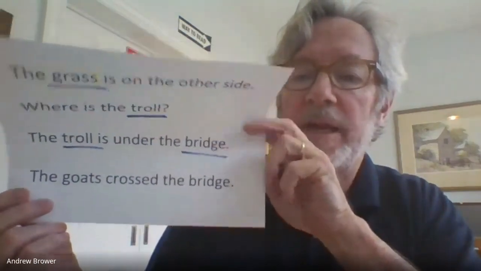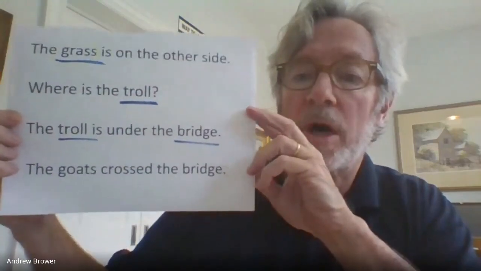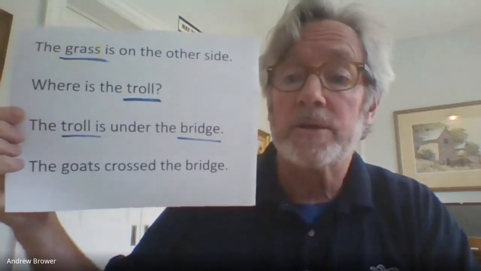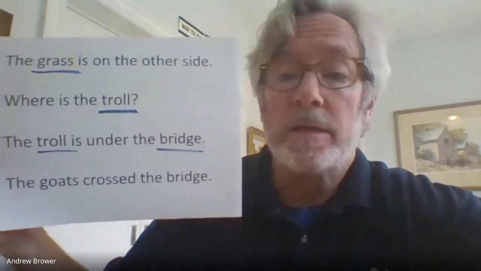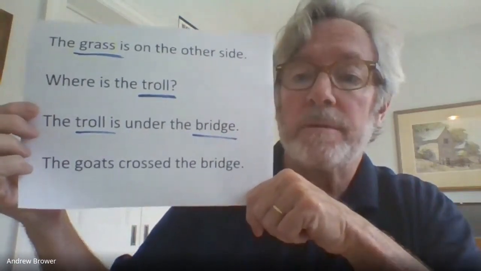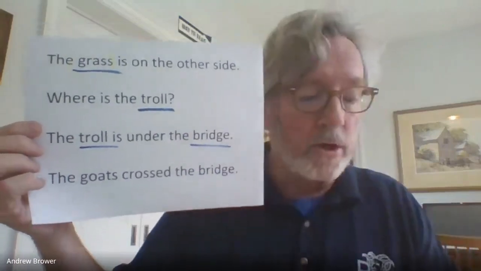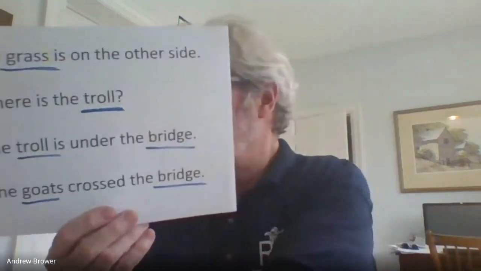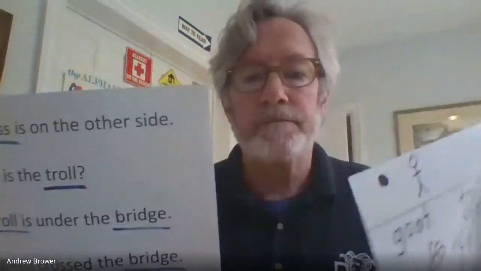And the last sentence for today is, the goats crossed the bridge. They had to get across the bridge to get to the good grass. So that's our last sentence for today. The goats crossed the bridge. Okay, let me underline those, and then I'll hold this up again so that you can write those sentences if you want to. Okay, the goats crossed the bridge.